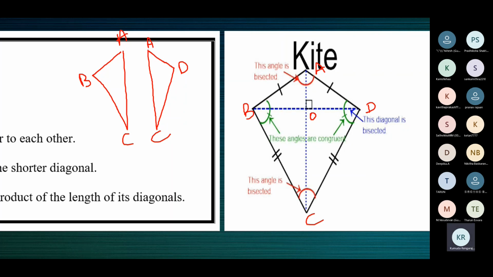One pair of opposite angles are bisected. The other pair of opposite angles are equal, again by congruency.